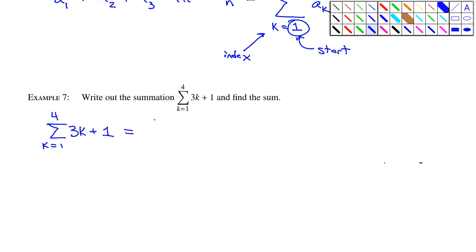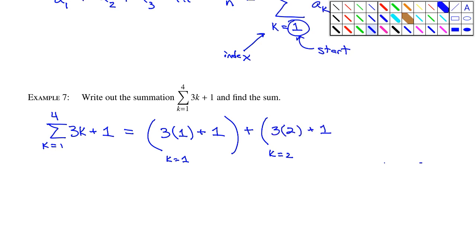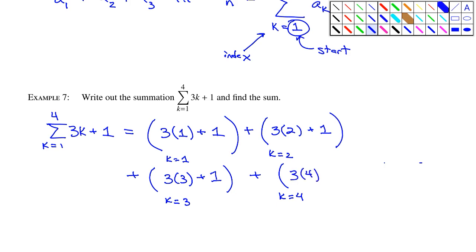All we do is plug in k equals 1 into the expression. So that's going to be 3 times 1, that 1 comes from the k, plus 1, plus, then we're going to plug in k equals 2. So it's going to be 3 times 2 plus 1, plus, then we're going to plug in 3. So k is equal to 3, so we get 3 times 3 plus 1, plus, and lastly, k is equal to 4 because that's our upper index, so it's 3 times 4 plus 1.